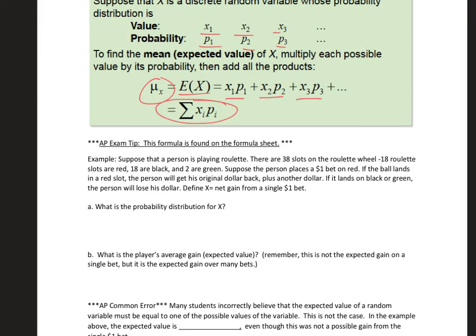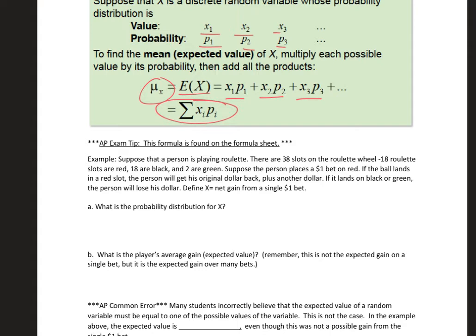So let's look at one. Suppose the person is playing roulette. There are 38 slots on the roulette wheel. 18 of them are red, 18 are black, and then there are 2 green. And if you're not familiar with roulette, it's a wheel. You've got red and black and then those 2 green slots, and you spin it, and there's a ball that's bouncing around in there, and then that ball will land in either a red, black, or green spot.